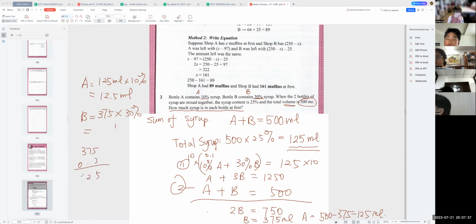375 times 0.3 equals 112.5 milliliters. So that's why if you add these together, it equals 125 milliliters of syrup. Okay, get it? So Daniel, I think it's a calculation problem, right? Is it some calculation problem or is your equation wrong? I think the equation is wrong. The equation is wrong. Okay, so did you get it right now? Yeah. Okay, good. Gordon, do you understand? Okay, very good. Ali, do you understand?